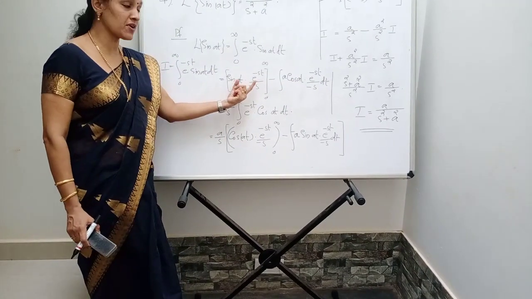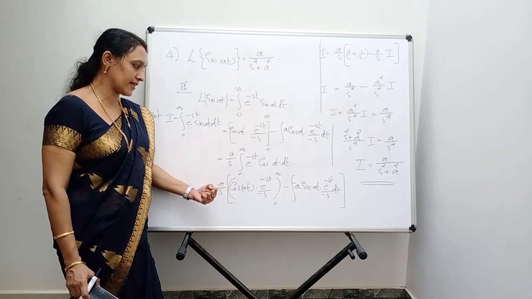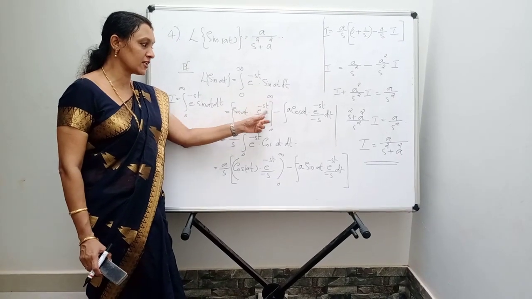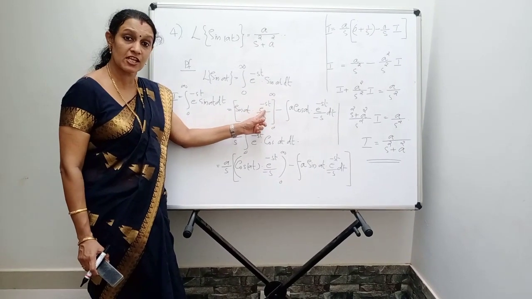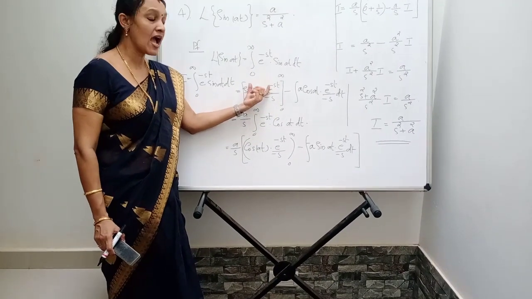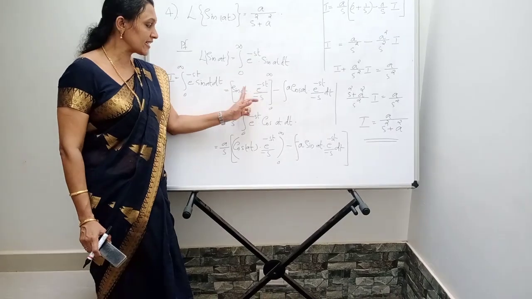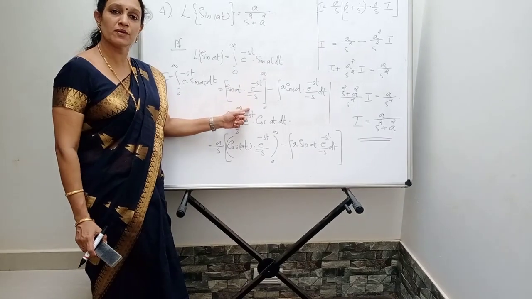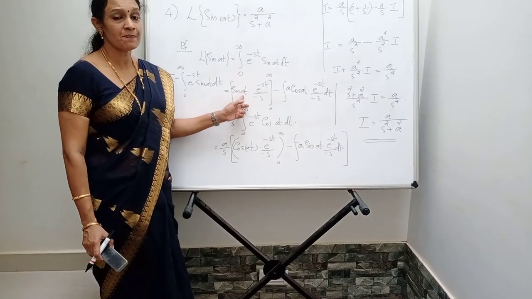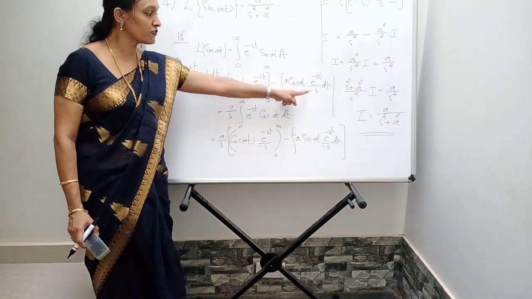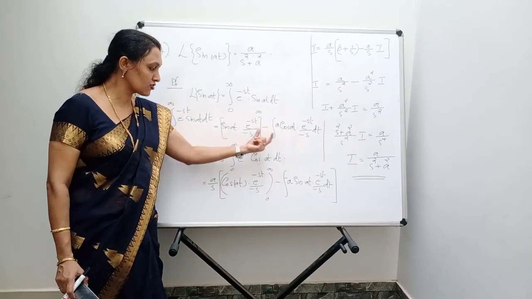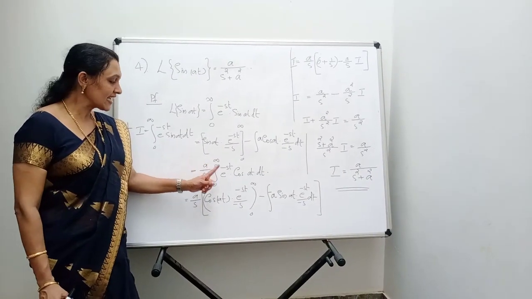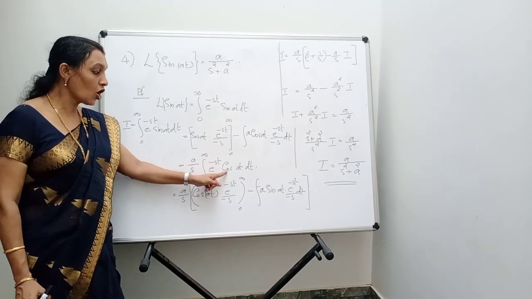See, in the first term, when you apply the upper and lower limits, what is happening? When you put the upper limit, it becomes e raised to minus infinity, that is 0. And when you substitute the lower limit, it is sin 0 into this, which is 0. So on substituting both limits, the first term vanishes. Now we have only the second term. Minus of minus is plus a by s, a constant that can be taken outside: a by s into the integral from 0 to infinity of e raised to minus st into cos at dt.